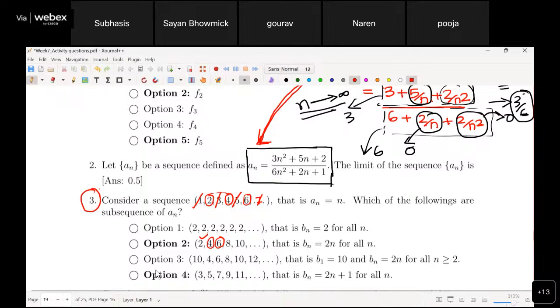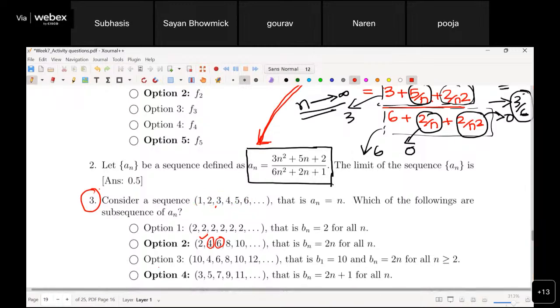And what about option 3? Not a subsequence, sir. Order is not mentioned. Disturbed. Yeah, because if you see, there are two problems. As you can see, in my subsequence 3, 10 is appearing twice, but in my original sequence, 10 appears only once. And one more problem also: I'm not maintaining the order.